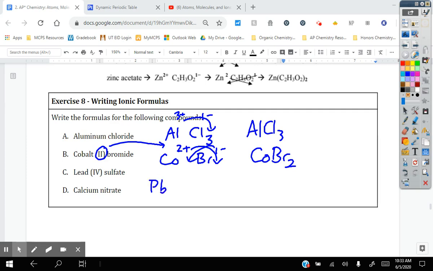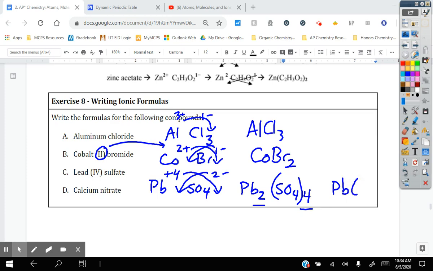Lead sulfate, this is a fun one because there's multiple things to pay attention to. We got our 4+ charge, and then sulfate is SO4 with a 2- charge. We're going to have to crisscross these charges. So in the process, we get Pb2 and then SO4, and we did put a 4 on the outside. It's not SO44, it's SO4, and there's 4 of them, so we need parentheses. But these can be reduced, so we get a final answer of Pb(SO4)2.